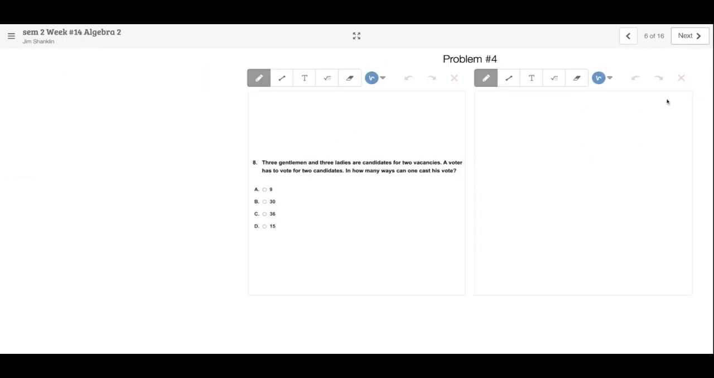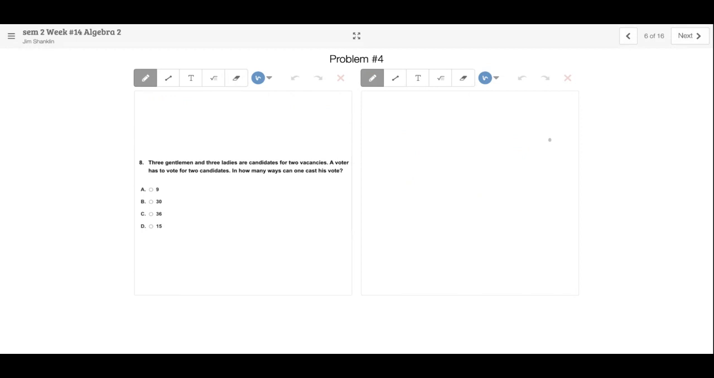All right. Problem number 4. Problem number 4 says 3 gentlemen and 3 ladies are candidates for 2 vacancies. A voter has to vote for 2 candidates. In how many ways can one cast his vote?